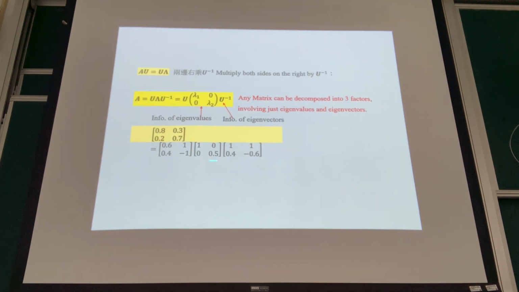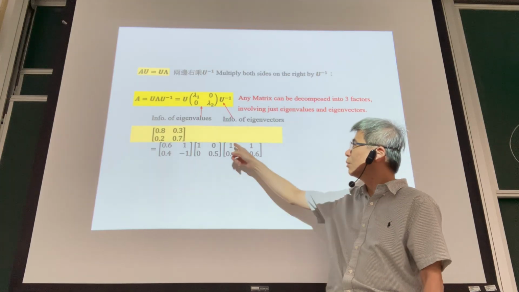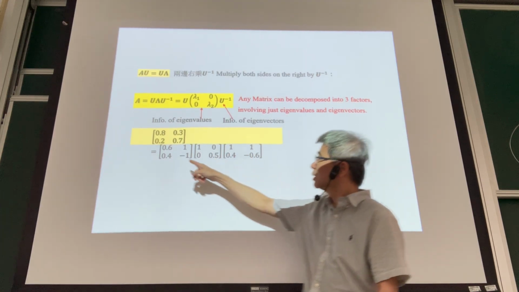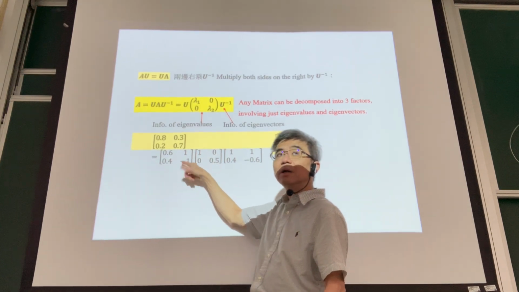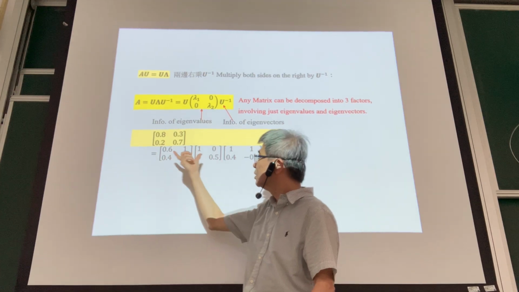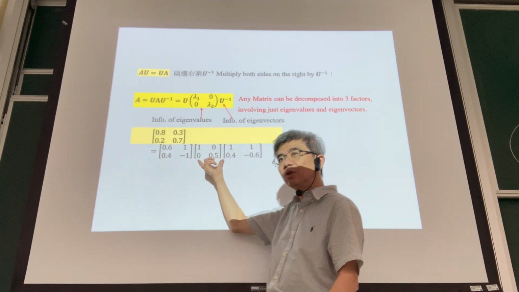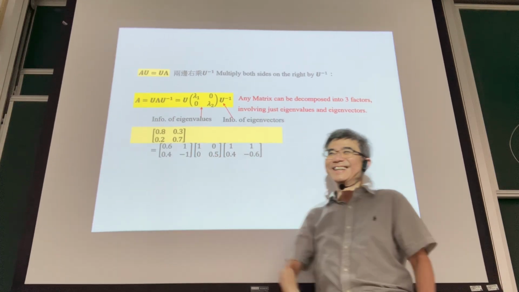Oh yeah, so here I showed you an example. The familiar 2x2 matrix that we have been using several times, 0.8, 0.3, 0.2, 0.7. We know its eigenvalues, 1 and 1/2, right? Eigenvectors, 0.6, 0.4, and 1, minus 1. I can use them to form a matrix U. Then U times the diagonal matrix times U minus 1 is equal to this.